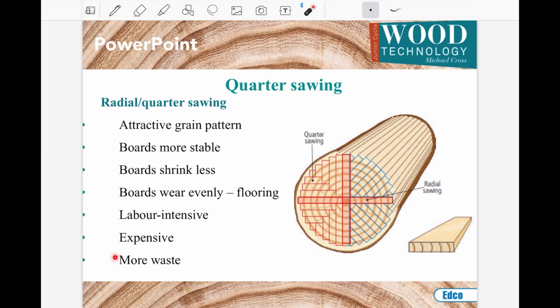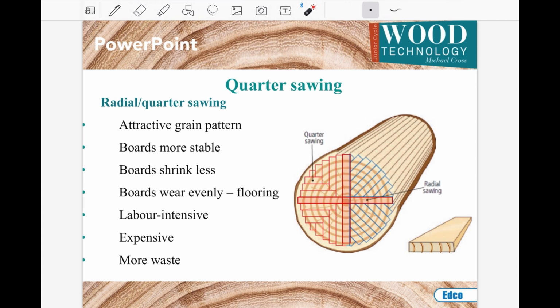Now, why would we use quarter or radial sawing? That's another name for it, by the way, radial sawing. If you look at it, these are all like radiuses off the center of the trunk. Well, it generates an attractive grain pattern. This is important. It generates a reasonably nice grain pattern on the surface of the board, so we're talking over here. You will see pretty grain, and we're always after pretty grain. We don't want it to make our project difficult to make, but we want it to look good.